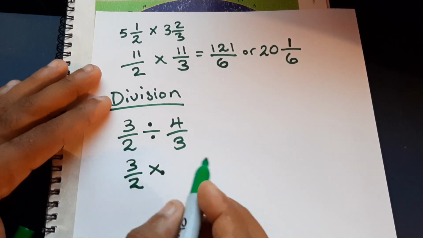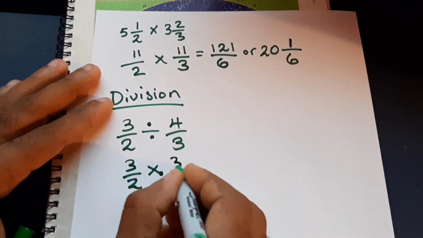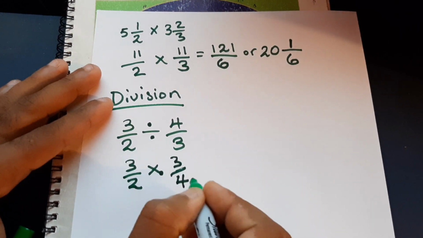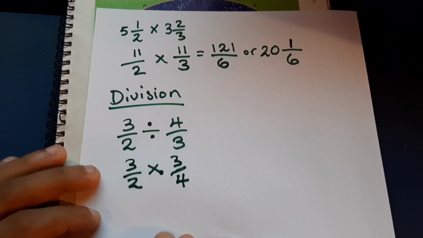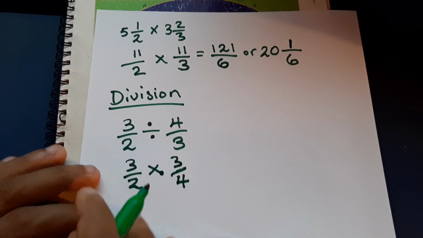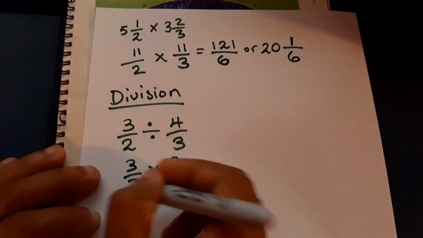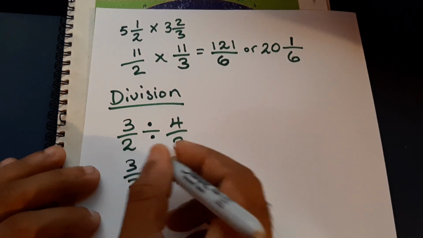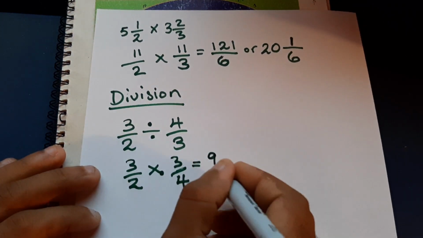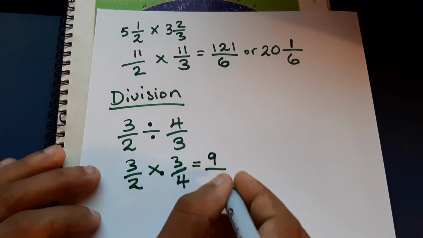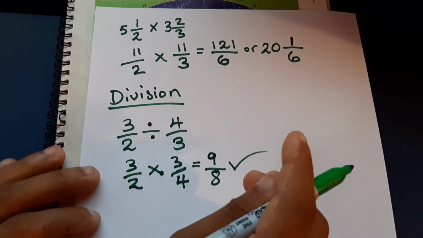So if you don't know what reciprocate means, it means to flip. So we're going to flip it. So when you flip 4 over 3, we're going to get 3 over 4. So if you realize what we did, we end up with multiplication. So we just go ahead, check to see if it can be cancelled. If there isn't, we just multiply across, or multiply numerator with numerator, denominator with denominator, or top number with top number, bottom number with bottom number. So 3 times 3, that's going to give us 9, and 2 times 4, that's going to give us 8. So that would be our result.